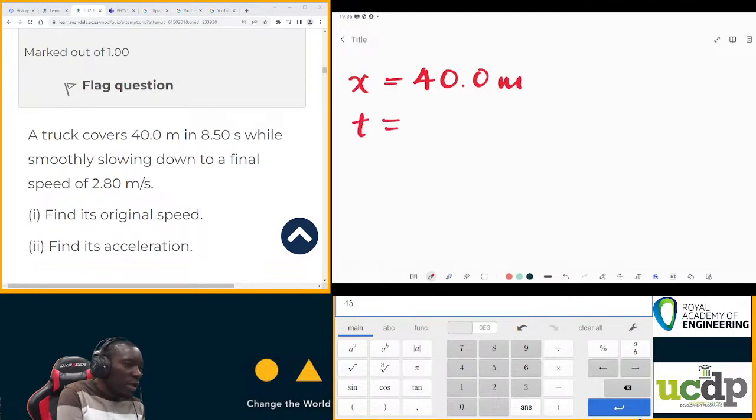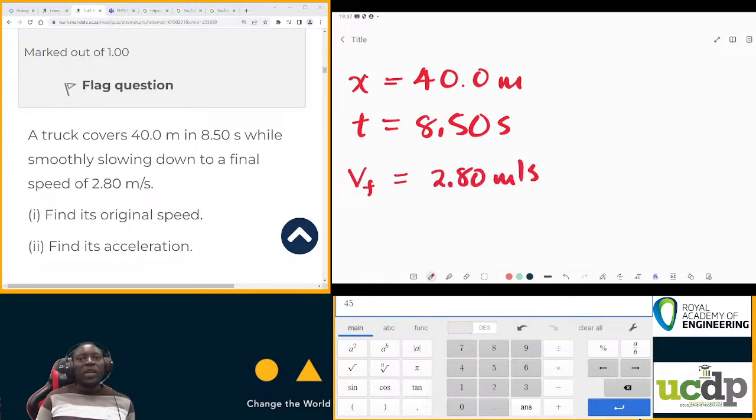Then the time given is 8.50 seconds, while smoothly slowing down to a final speed, V final, of 2.8 meters per second. So this is the given information in this question. What is the original speed? And what is the acceleration? So given those variables, the displacement, the time, and the final speed after that time, what is the original speed?